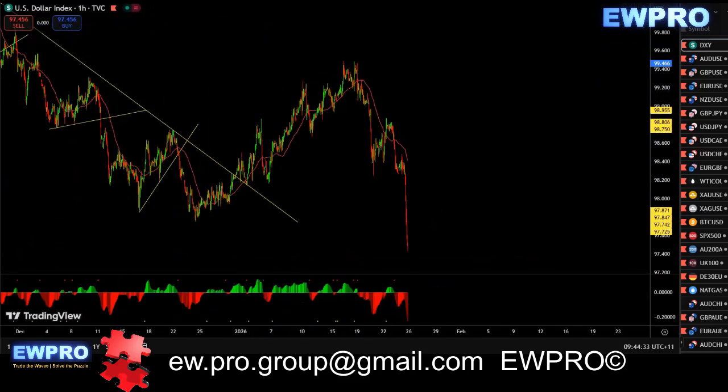On the H1, we sort of had a flat in here. So we had an A, B, C, and yeah, we're in a wave 3 now. So to get in, you've got to wait for a wave 4, and then you trade a wave 5 down.